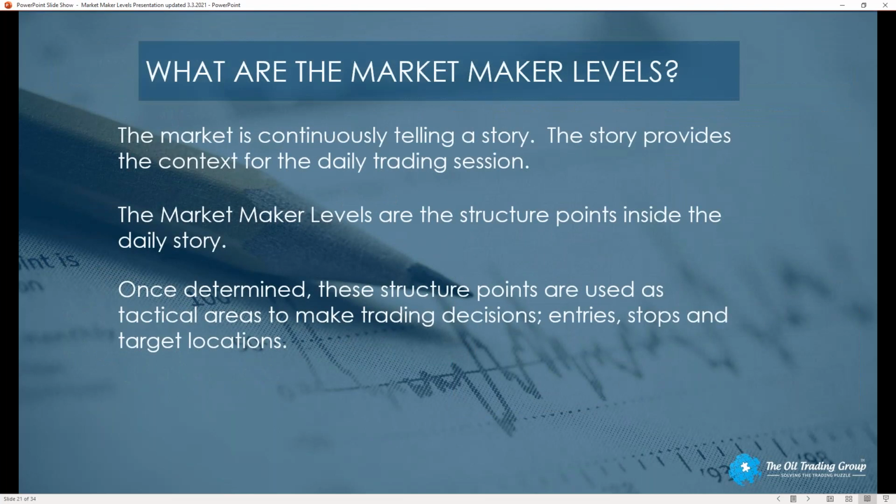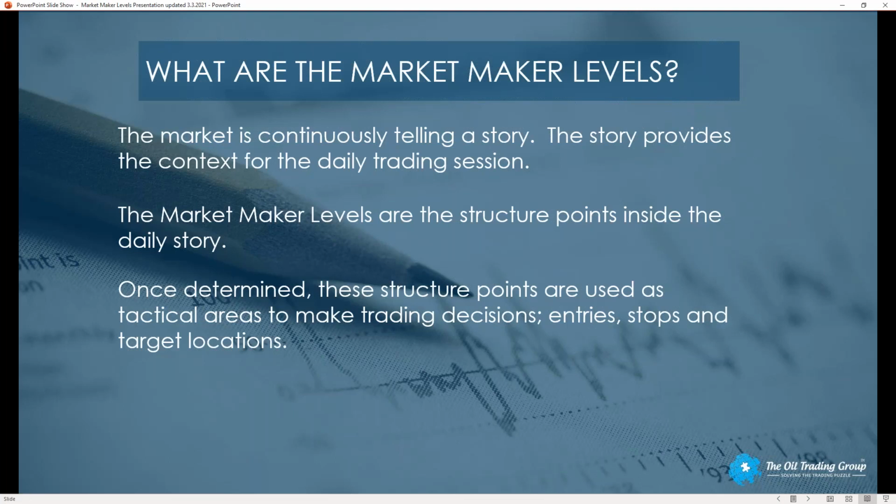Well, as you know, the market is continuously telling a story. The story provides the context for the daily trading session, right? So you hear people talk about what the higher time frames look like, et cetera. The reason we look at those higher time frames is because we're attempting to determine what story the market is trying to tell us, right? And these levels are the structure points inside of that daily story. Once you have the big picture idea, these levels provide you with the structure points inside of the day's story. Once determined, these structure points are used as tactical areas to make trading decisions: entries, stops, and target locations.